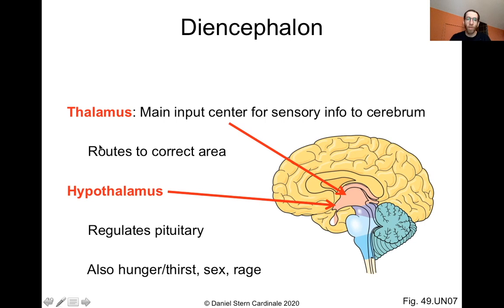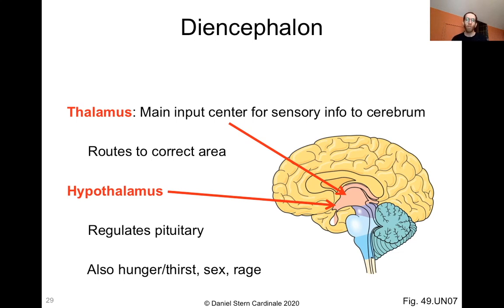Right below the thalamus is the hypothalamus, which we have already talked about a lot. So here's the hypothalamus below the thalamus. So we've got thalamus right here, hypothalamus down here. We've already talked about the hypothalamus a lot in terms of how it regulates the pituitary, both the anterior and the posterior pituitary. But it's also involved in a lot of very basic life functions and responses.